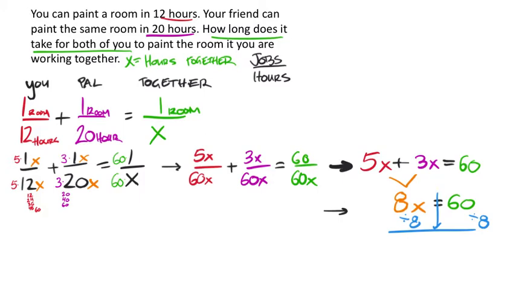I'll go back to green because that's the color I defined x is. So x equals, well, I should have my calculator, 7.5. So again, x was hours together, and this is a word problem. If you see a word problem, make sure you label it, okay? So it's 7.5 hours.